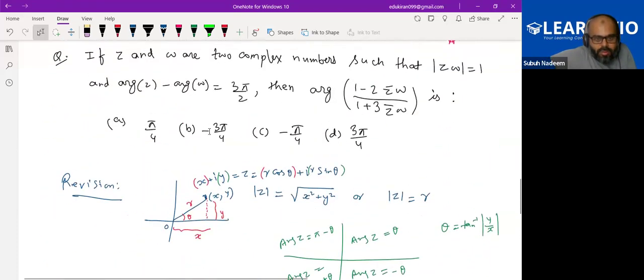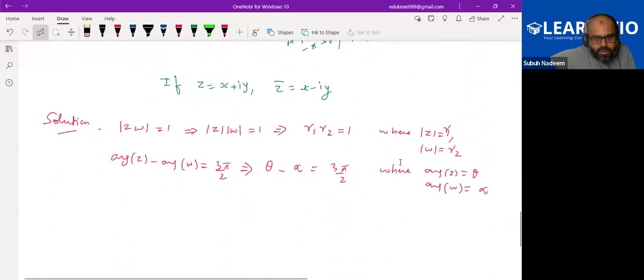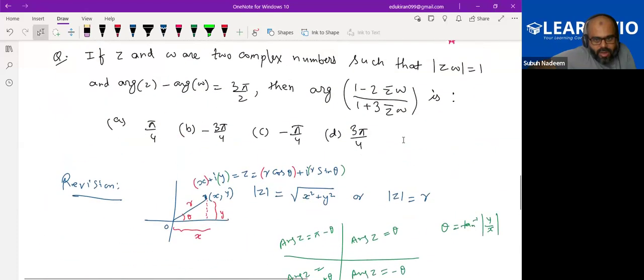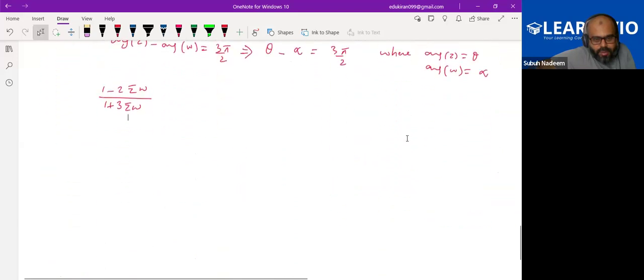Now, (1 minus 2 Z conjugate omega) by (1 plus 3 Z conjugate omega). So (1 minus 2 Z conjugate omega) by (1 plus 3 Z conjugate omega). This is what is being asked, the argument of this. Fine.